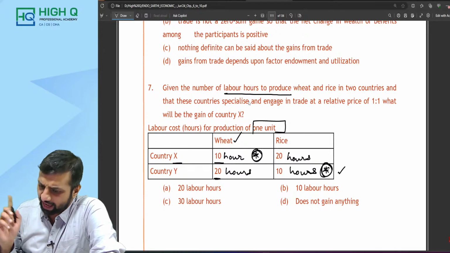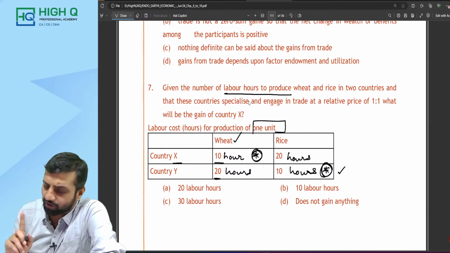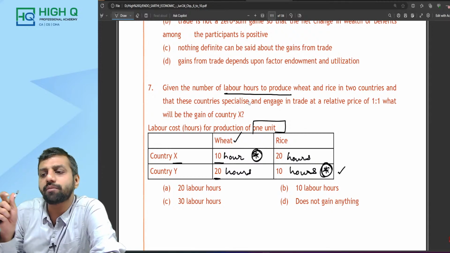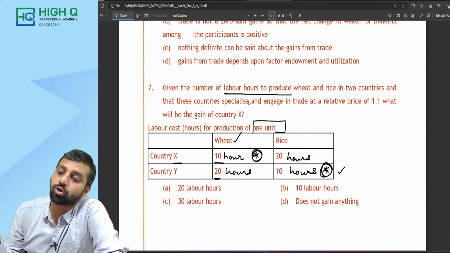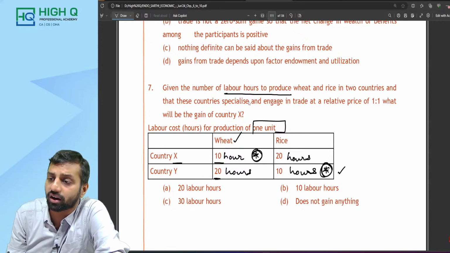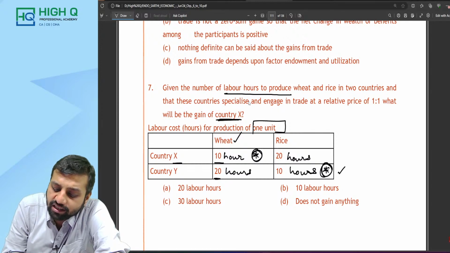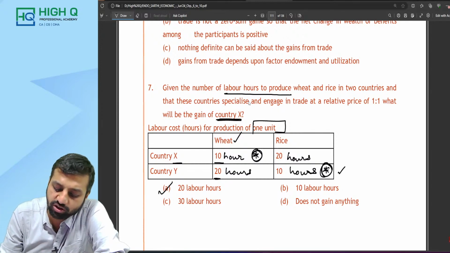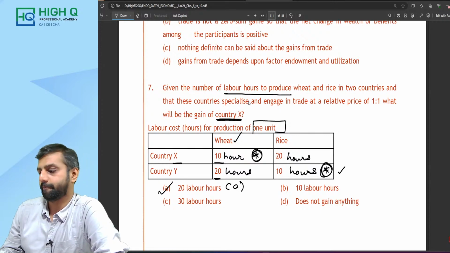If country X wants to produce 1 unit of Y, it will require 20 hours. Now the same work will be done by country Y. So how many hours will be gained by country X? Country X will save 20 hours. So your answer is A, Faridul.